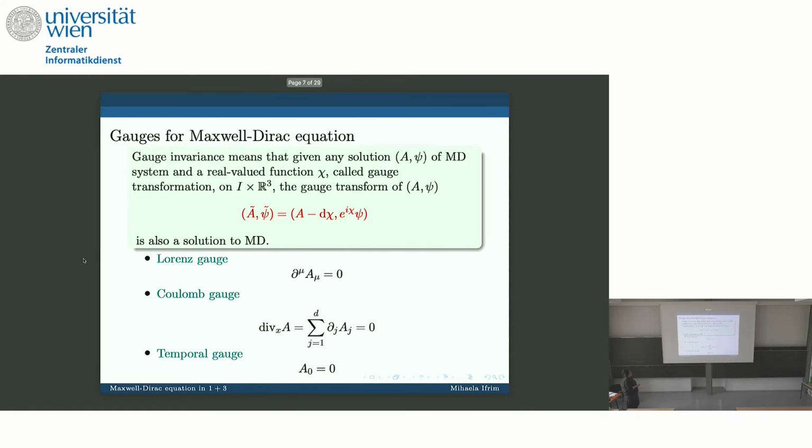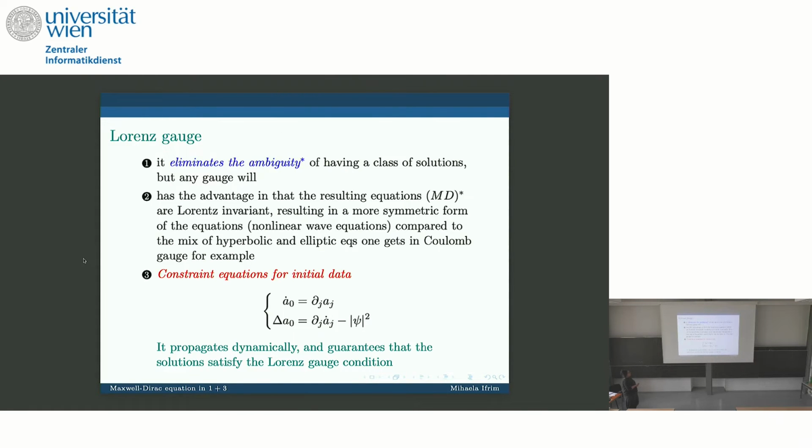And so going back, I'm saying, oh, for us, it's very interesting to use the Lorentz gauge because it's a more symmetric form. I'm treating both the time and space equally, and it's giving me a nonlinear wave equation, compared to a mix of hyperbolic and elliptic if, for example, you deal with the Coulomb gauge. That's a choice. Plus, my equations are going to be Lorentz invariant if I choose this gauge. I'm going to choose this gauge.